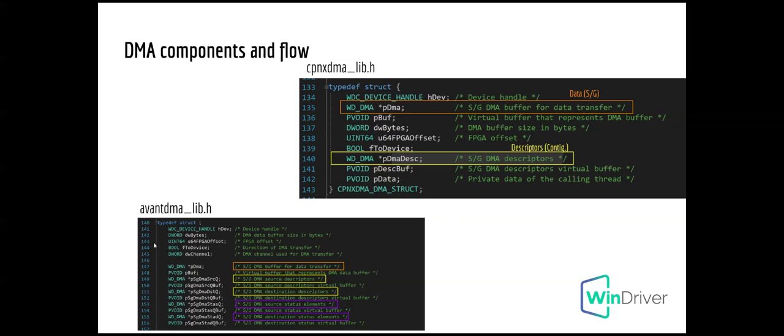In Avant, it's a little different. We have one buffer for the data, scatter gather, and two buffers for the descriptors, for source and destination. And we have something that we don't have at all in CP-NX, which is the status buffer, which contains the status of the source and the destination. In CP-NX, the status is stored in the device, so we don't need to allocate a new buffer to hold this data.